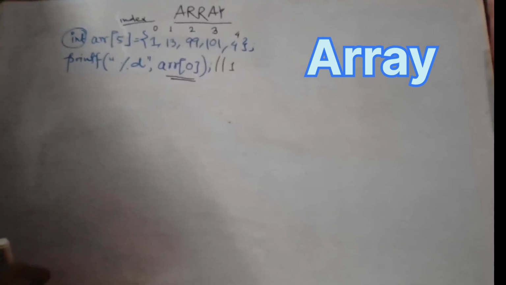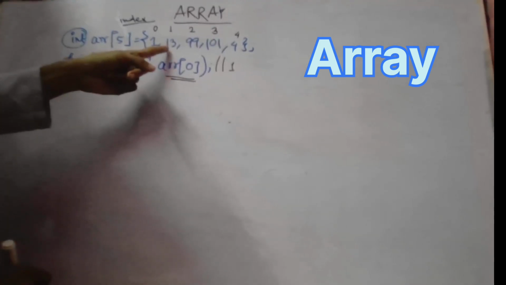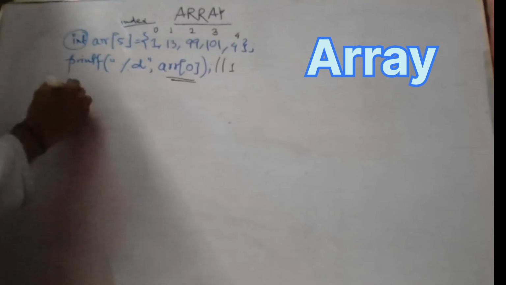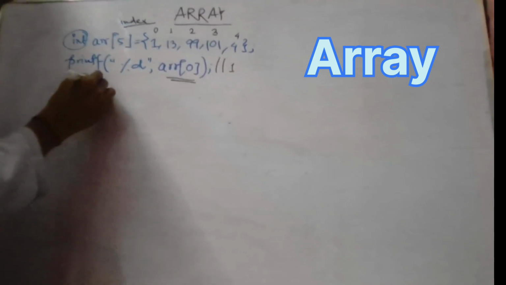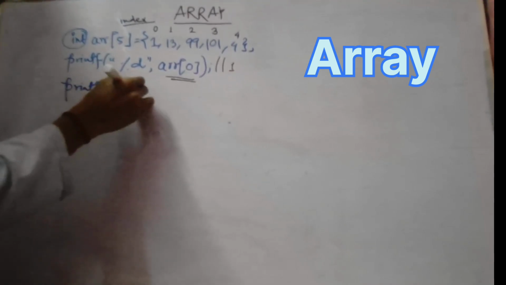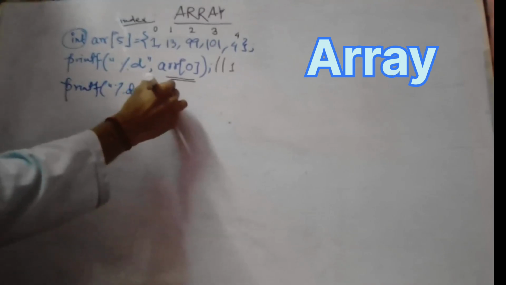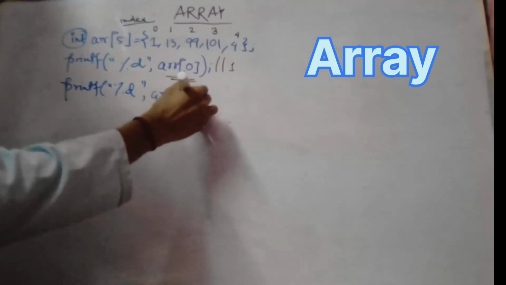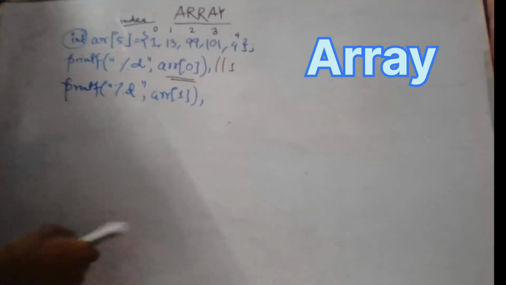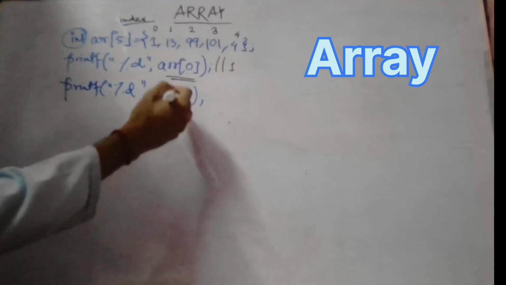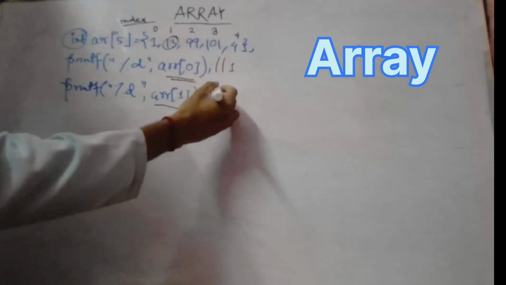Now if we want to print another value, that is the value 13, we simply write printf with %d and array of 1. So array of 1 means 13, and that will give you 13.